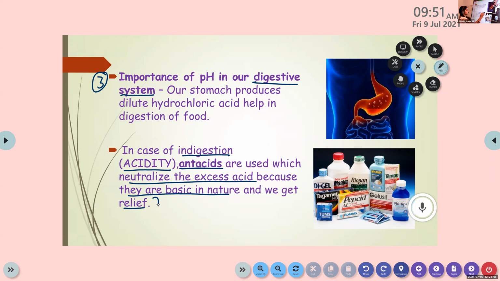These are certain antacids, medicines that contain basic substances. Gelusil, I think you all are familiar with certain ones, right? Gelusil.